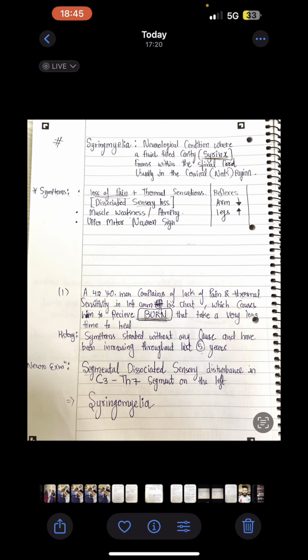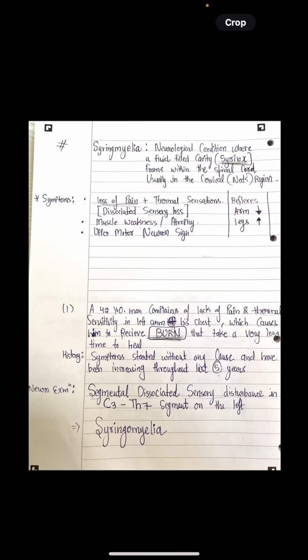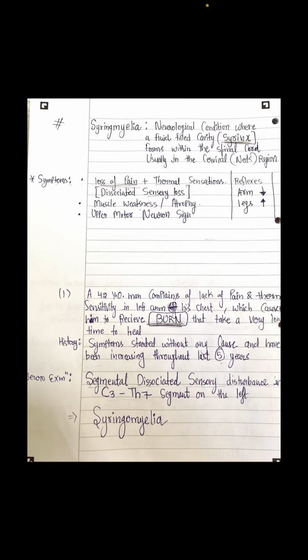Next is history. The symptoms started without any cause and have been increasing throughout the 5 years. Segmental dissociation, sensory disturbance in the C3 to C7 segment on the left. So in the level C3 to T7, what is there? There is a syrinx, which is causing all of this sensory problem, so that the patient's hand got burnt and he did not even feel the pain. So remember that thermal sensation loss or loss of pain sensation is the case related to syringomyelia.